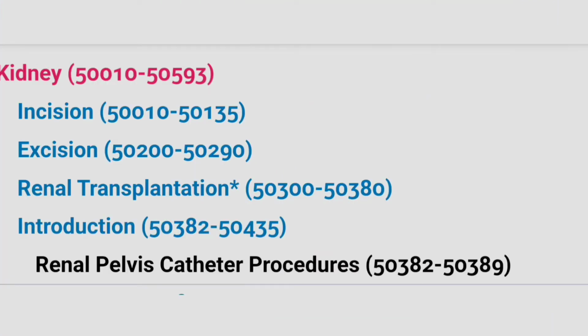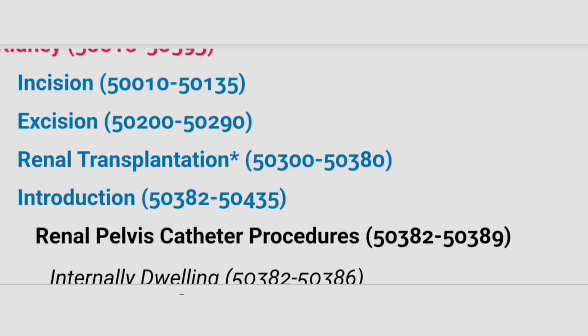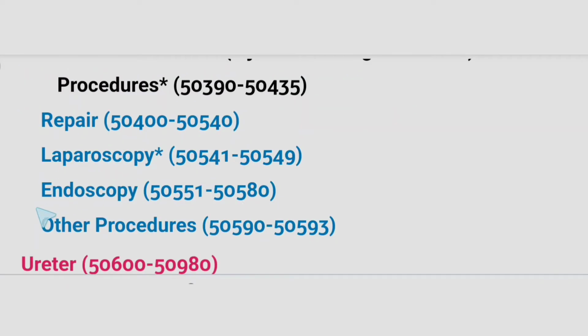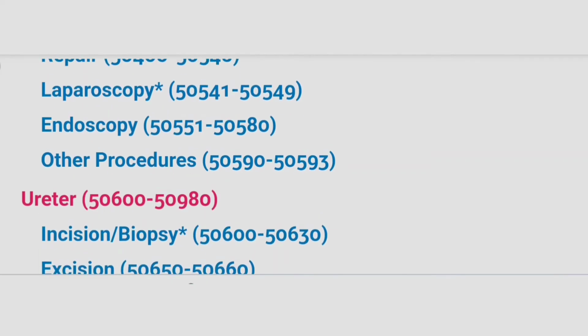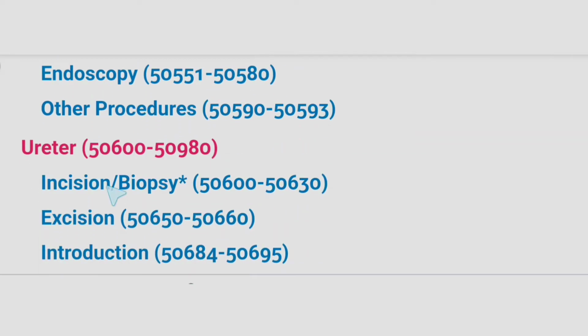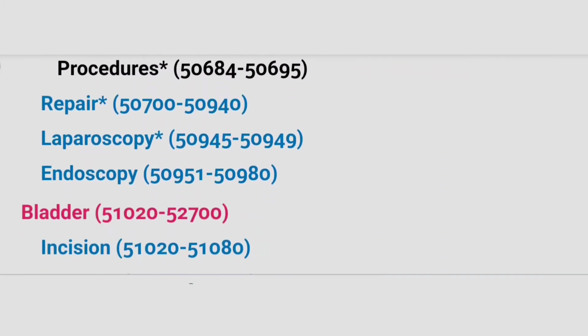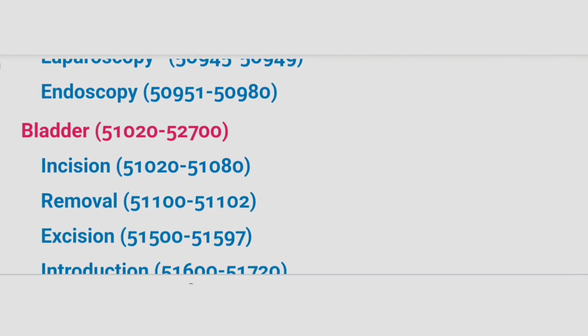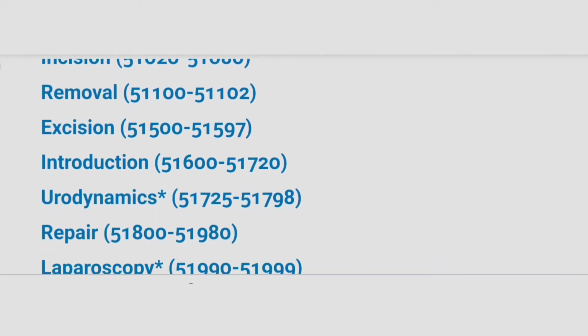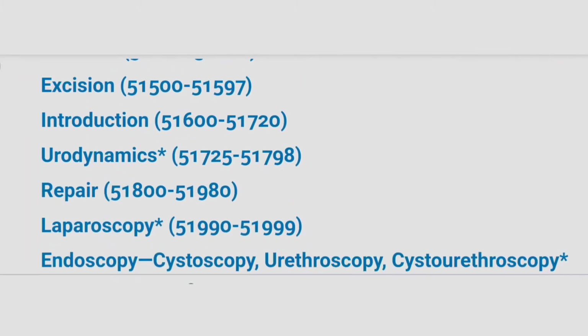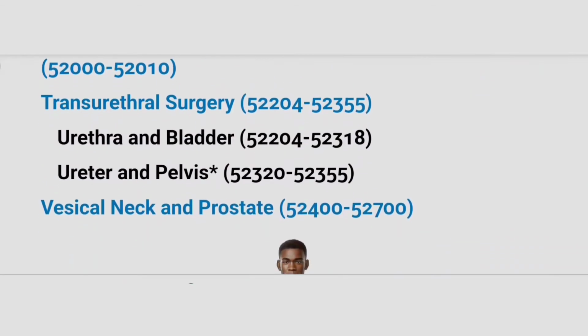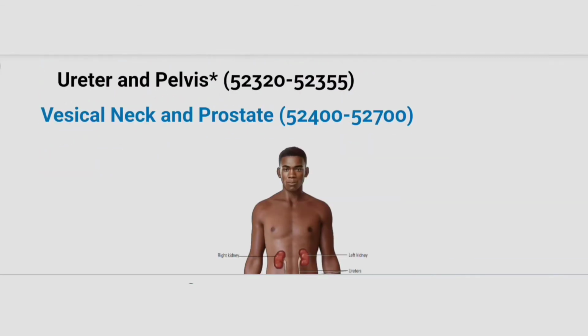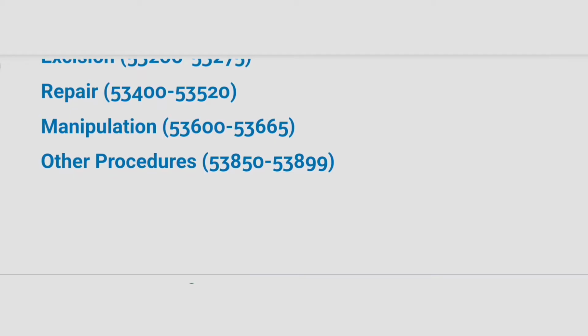Let us check the codes for urinary system, that is kidney. Under that you have incision, excision, renal transplant, introduction. Then we have repair, laparoscopy, endoscopy and codes for other procedures. Next is ureter. So in that we have incision, excision, introduction, repair, laparoscopy, endoscopy. Then there is codes for bladder, incision, removal, excision, introduction, urodynamics, repair, laparoscopy, endoscopy. Then transurethral surgery codes. Then there is vesical neck and prostate. And next is the codes for urethra, incision, excision, repair, manipulation and other procedures.